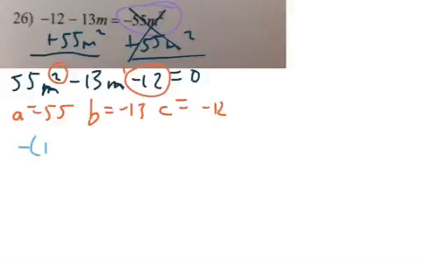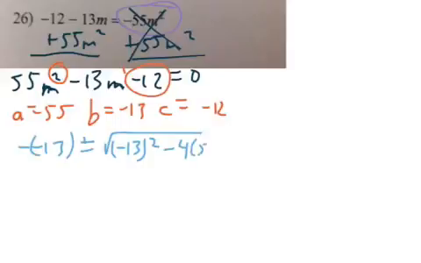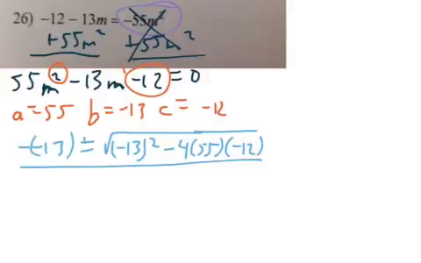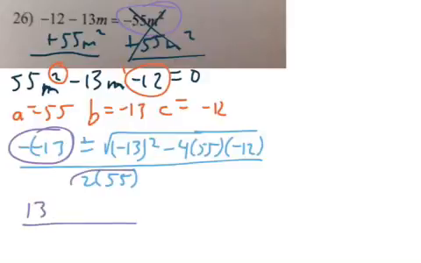The negative of B, negative 13, be careful with your negatives, plus or minus square root of B squared, negative 13 squared, minus 4 times A, which is 55, times C, negative 12. Again, please be careful with your negatives. All over 2 times A. Okay, let's see what else we can do now. How about if we go ahead and take negative of negative 13, which is positive 13. 2 times 55 is 110, plus or minus square root.